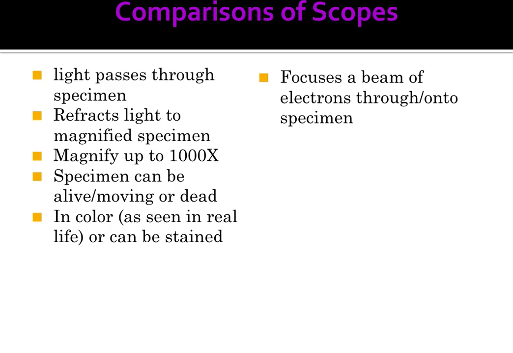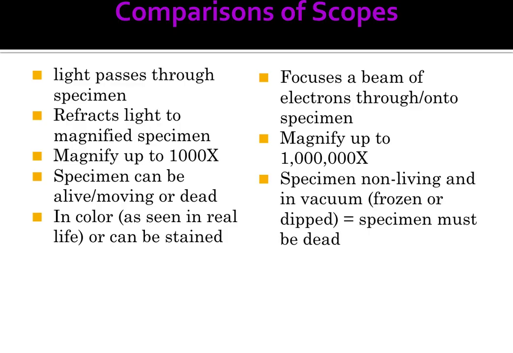And the electron microscopes are a little different. They require you to focus a beam of electrons through the specimen or onto the surface of the specimen. They magnify a lot more, up to 1,000,000 times. However, because the electrons are going to be hitting the specimen or going through it, if the specimen wasn't already dead, it would be killed. So the specimen is always non-living and in a vacuum. And sometimes they're frozen or dipped. I think it's the scanning electron microscope, they have to be dipped in pure gold, so that can get pricey as well.